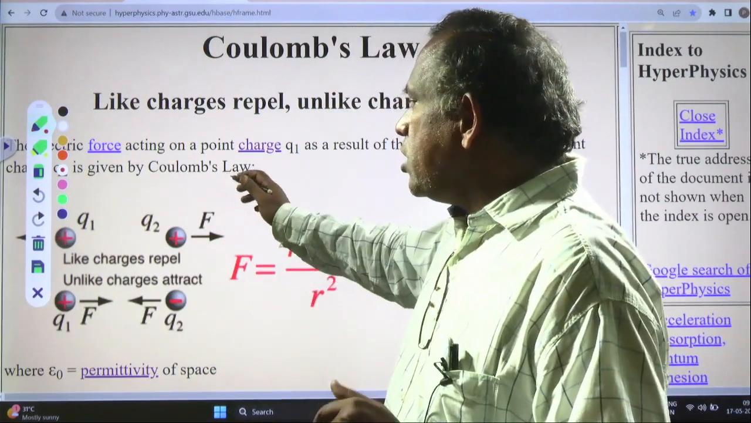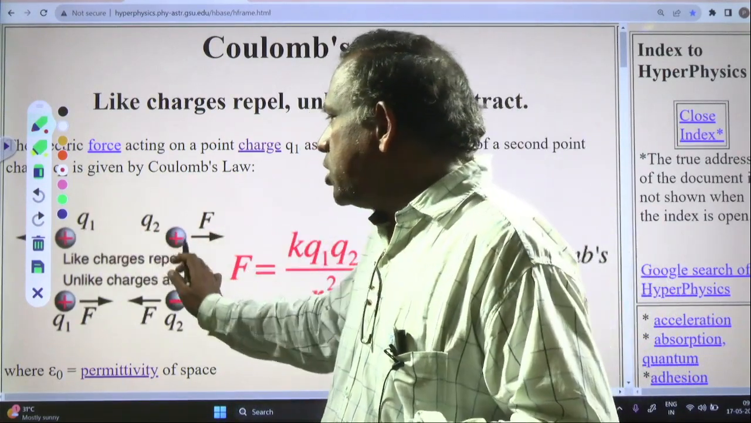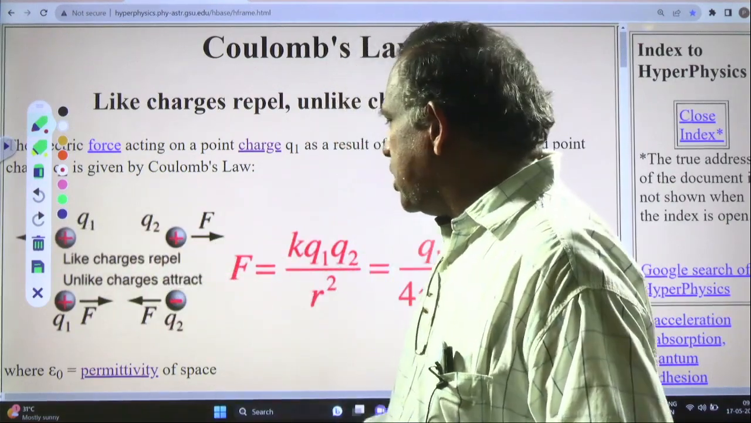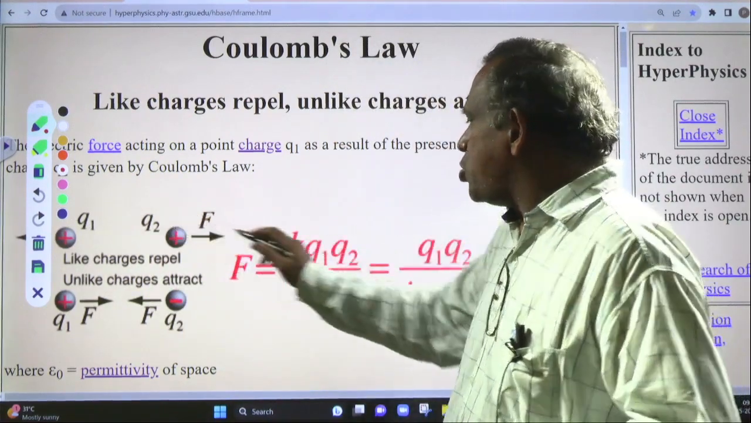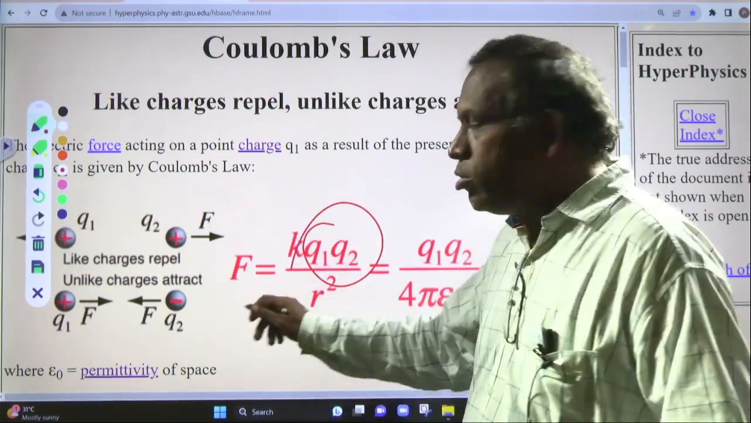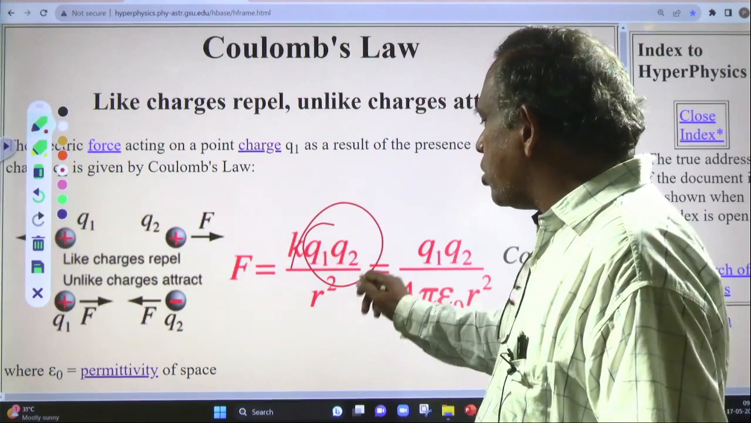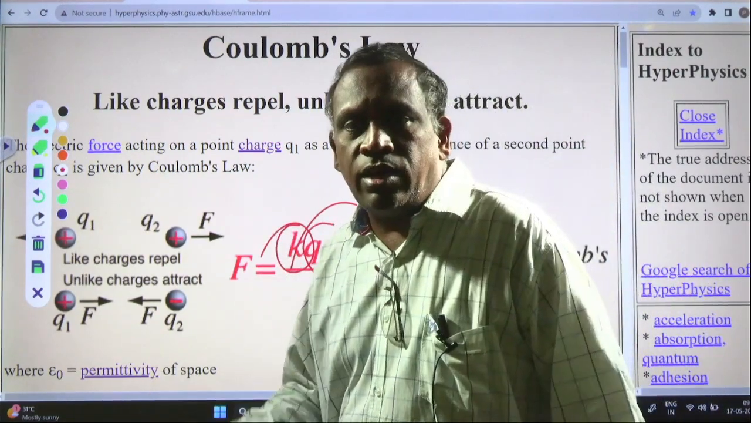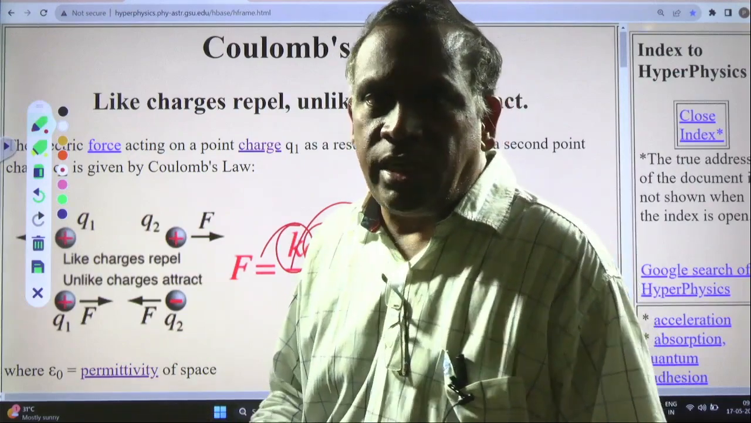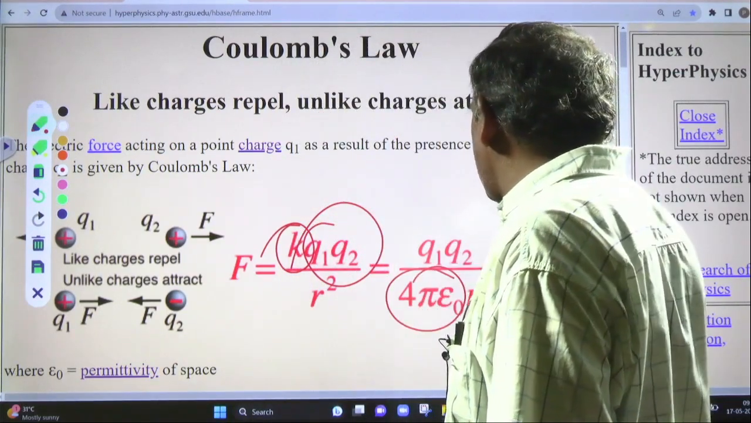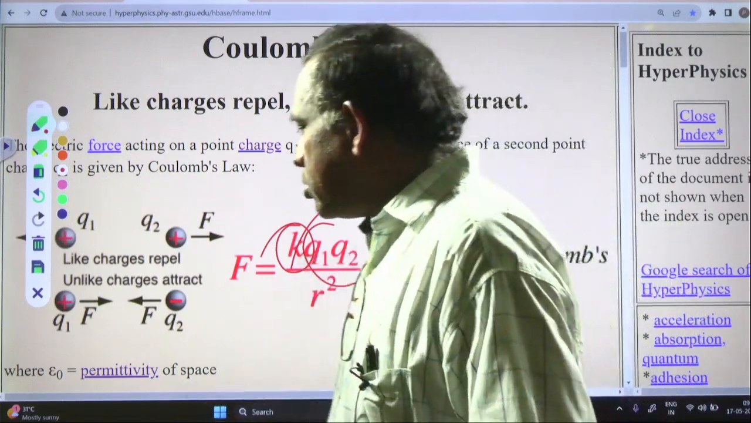See, here a force exists between the two charges Q1 and Q2, and they are separated by a certain distance. The force is directly proportional to the product of charges, Q1 into Q2. F is equal to K into Q1 Q2 by R square. The K value is called the proportionality constant, that is 1 by 4 pi epsilon naught. So F equals Q1 Q2 divided by 4 pi epsilon naught R square.